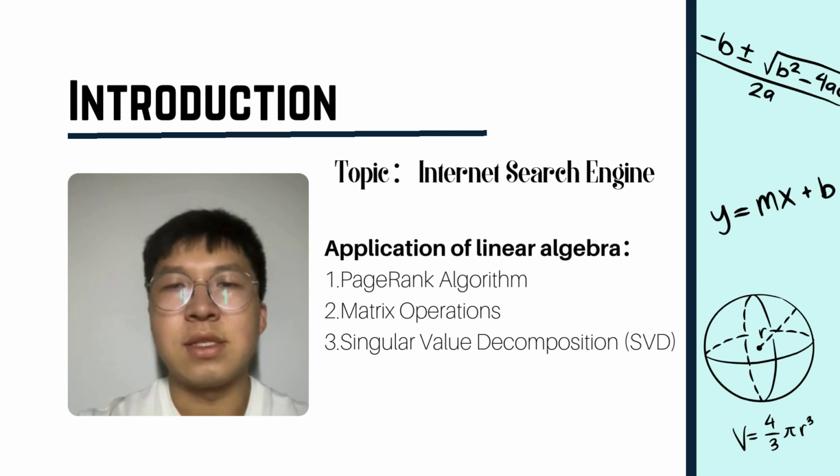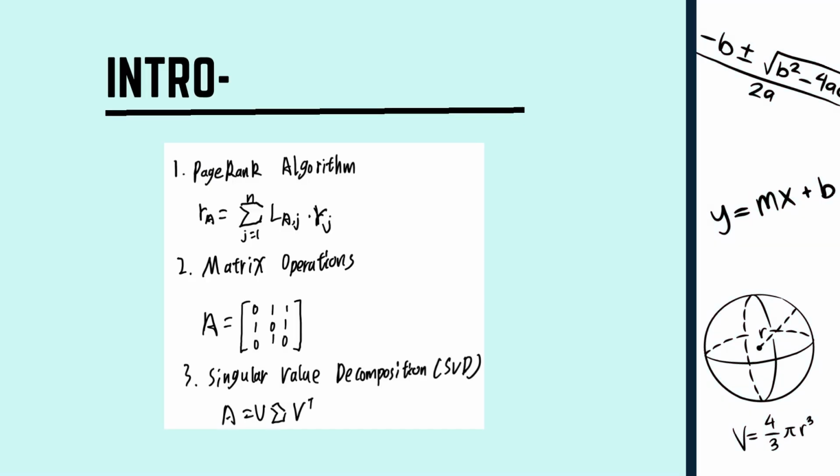The third one is singular value decomposition. The SVD is used in search engines for dimensionality reduction and for improving search results. It helps in identifying an underlying structure of the data.